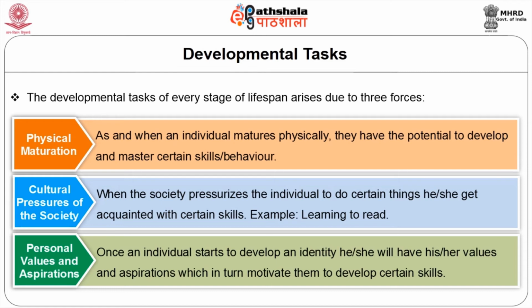The second is the cultural pressures of the society. When the society pressurizes the individual to do certain things, he or she gets acquainted with certain skills. Example, learning to read. The third is personal values and aspirations. Once an individual starts to develop an identity, he or she will have his or her values and aspirations, which in turn motivate them to develop certain skills. However, most of the developmental tasks at every stage of lifespan arise as all these three forces work together.